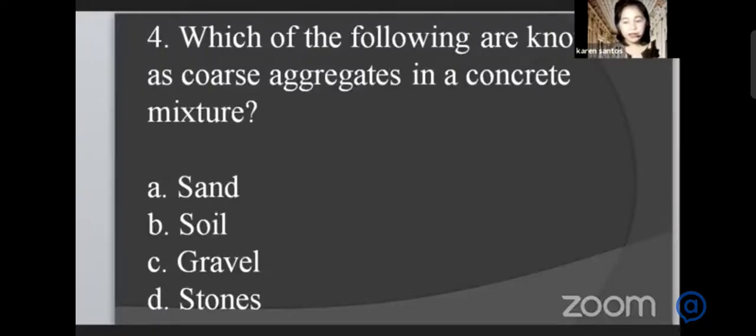Okay, for the next question: which of the following are known as coarse aggregates in a concrete mixture? A. Sand, B. Soil, C. Gravel, D. Stone. Kanina na-discuss din natin kung ano ang ibig sabihin ng coarse aggregates, fine aggregates, admixtures, and water.